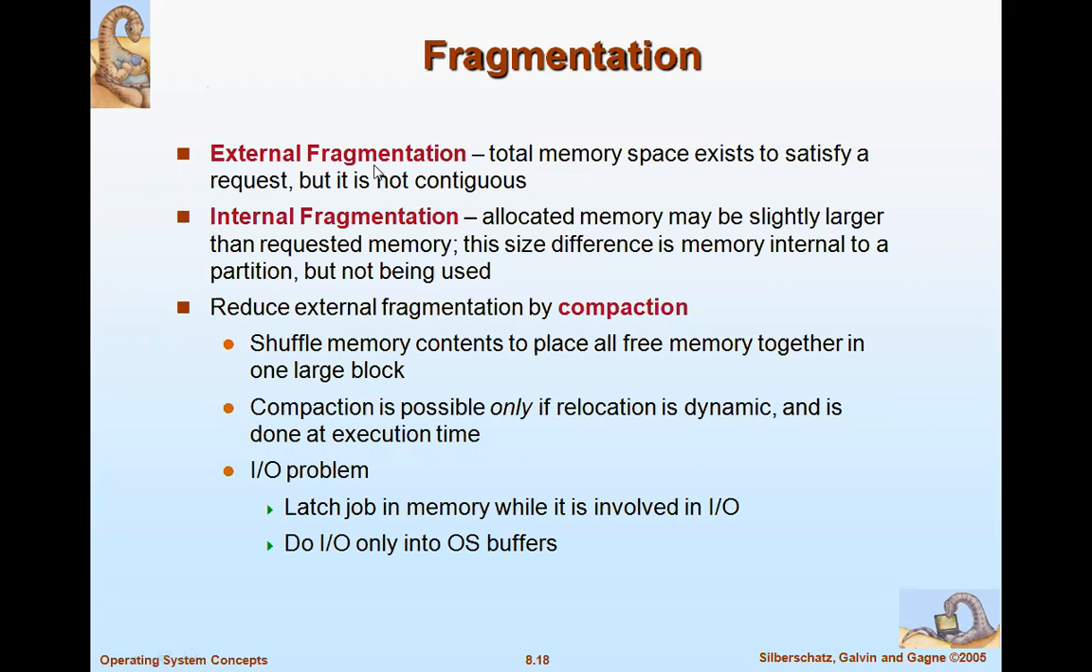External fragmentation means the total memory space exists to satisfy a request, but it is not contiguous. Internal fragmentation means allocated memory may be slightly larger than the requested memory. This size difference is memory internal to a partition but not being used. How we do this, we'll see next.